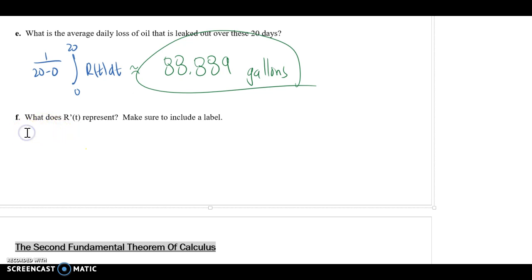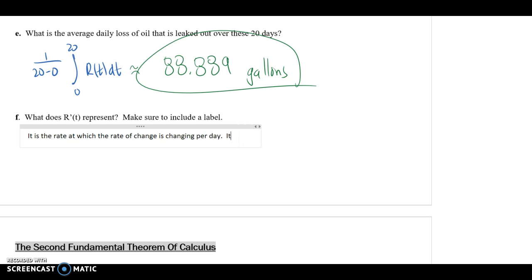The last question, which is question F, says, what does capital R prime of t represent? Well, if R of t is already the rate of change, and we're taking the derivative of that, that is a rate of change. In other words, it is the rate at which the rate of change is changing per day. And it would be measured in gallons per day per day.